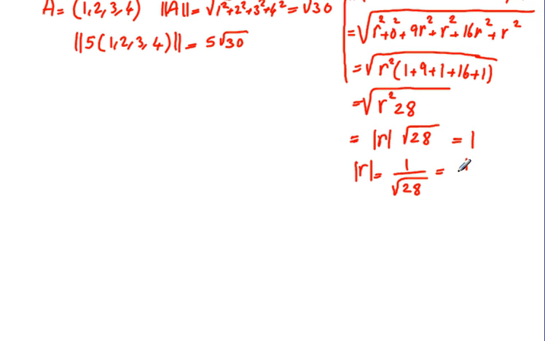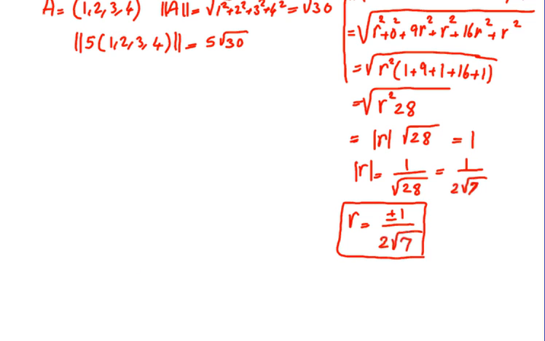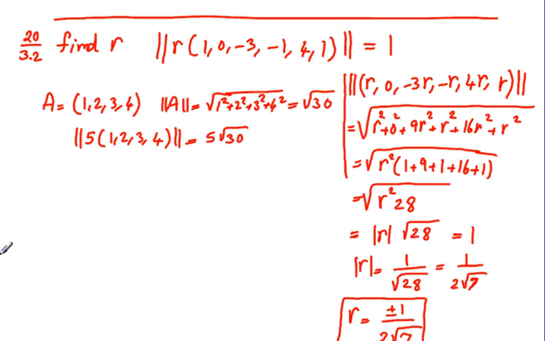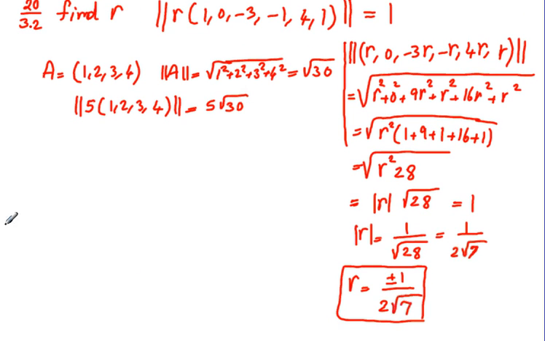Well, 1 over the square root of 28, you can clean it up a little bit: 1 over 2 square root of 7. So what are the possible values of r? Yeah, positive or negative. We could do this thing from the beginning. We could say take the r out and find the length of this vector, which we just did.